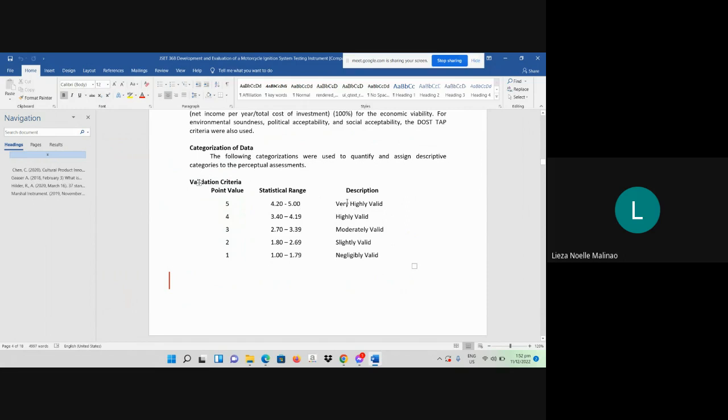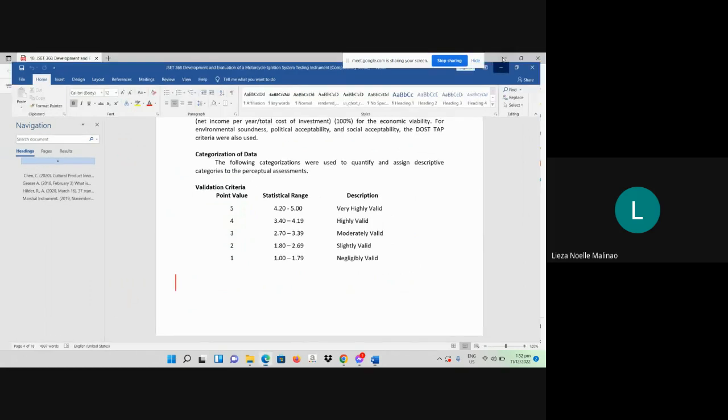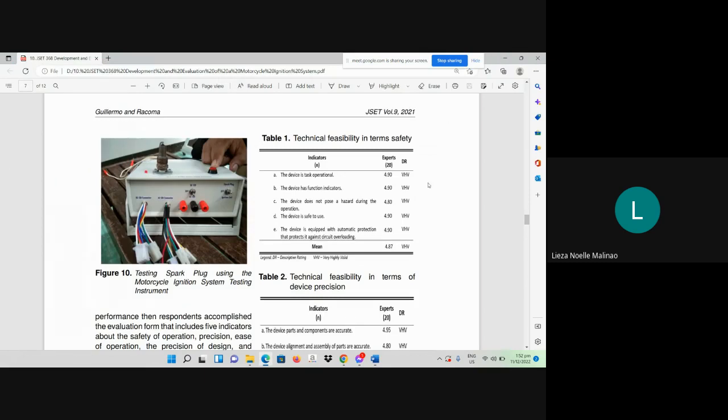The invention is very valid, highly valid. Very necessary, correct, very relevant. The technology that you invented is very relevant. So you are going to get the average and you are going to present the average in a table. Okay, so this is what we are after.